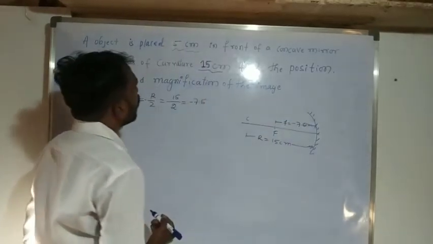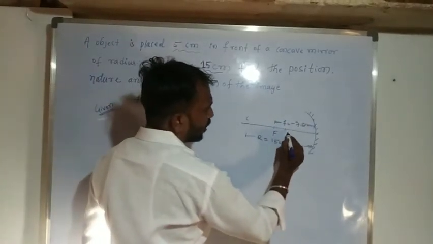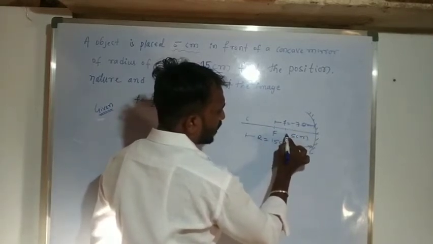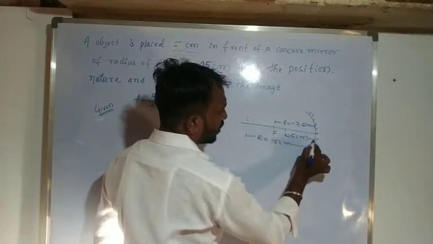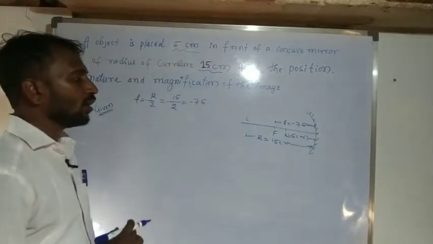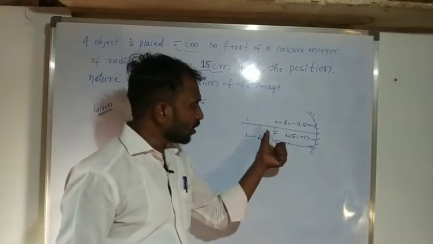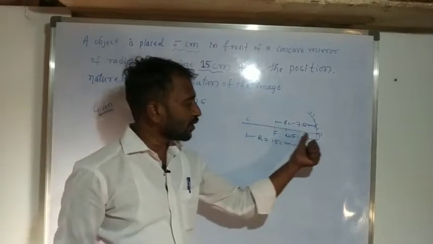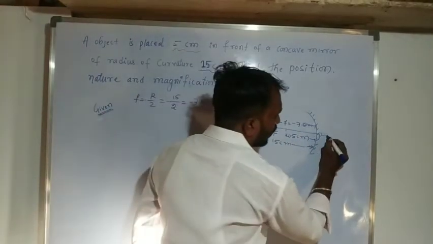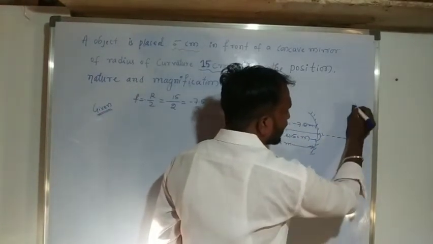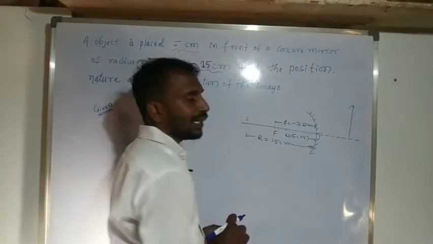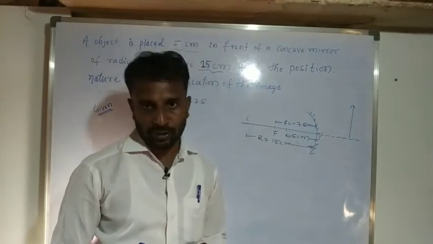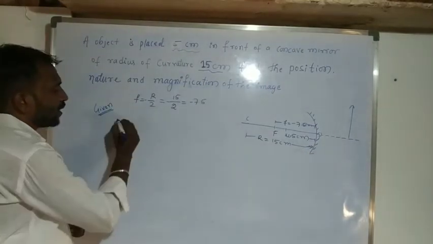Okay, next one, object distance. Object distance is 5 centimeter. U is equal to 5 centimeter from the pole of the mirror. When the object is placed in between F and P, then we will get the image on the other side of the mirror. So this one is a virtual and erect image. Okay, so here is the given data.